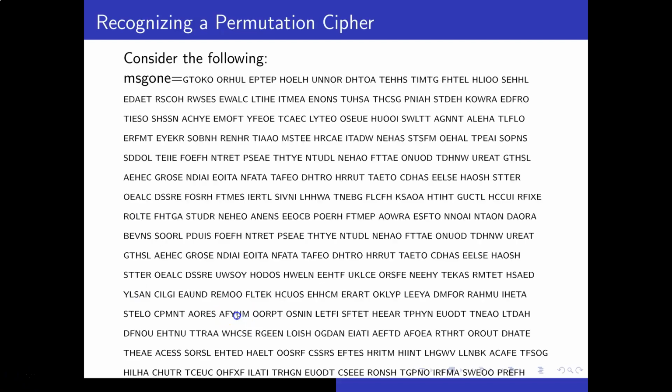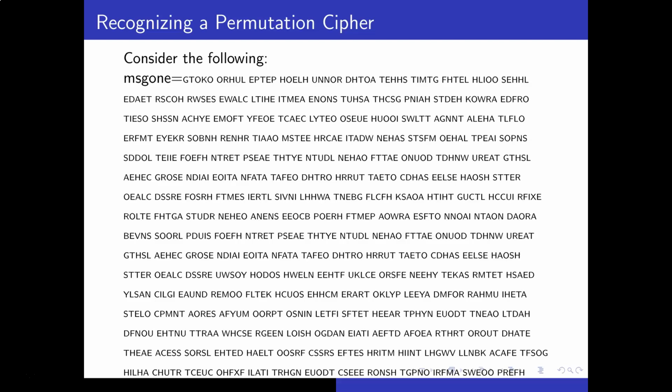Okay, so let's look at an example. All right, so here we have some ciphertext that's been intercepted. Question is, how do we recognize that it is a permutation cipher? I mean, clearly it's going to be a permutation cipher. That's the whole point of this lecture. But how would we know that?